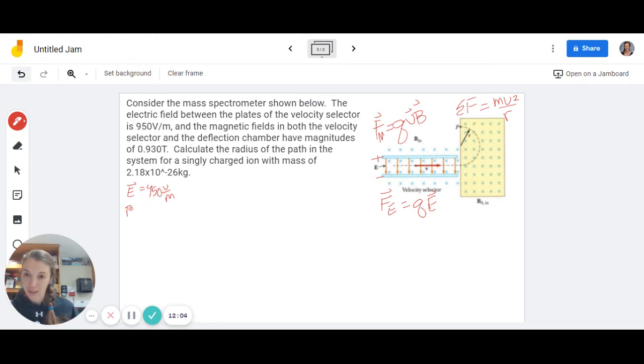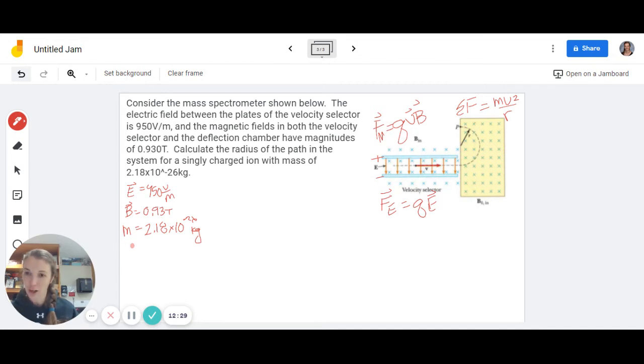We know that our magnetic field is equal to 0.93 Tesla. We know that the mass of the particle is 2.18 times 10 to the negative 26 kilograms.